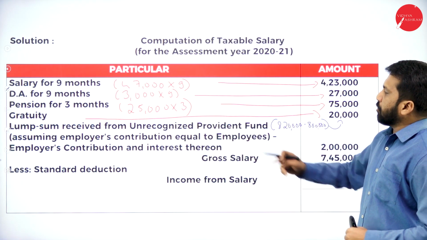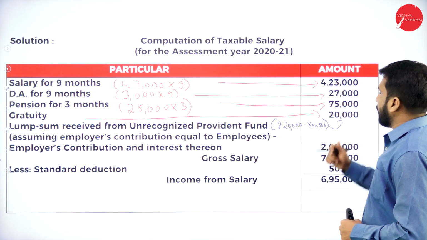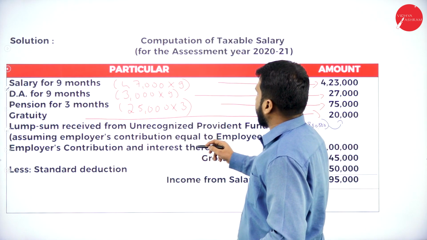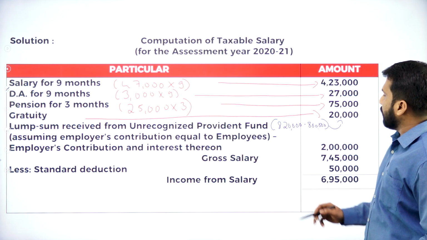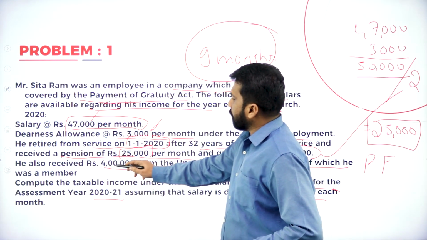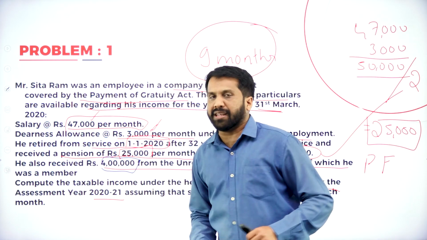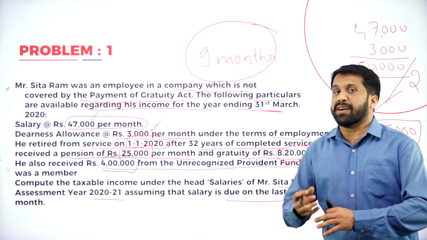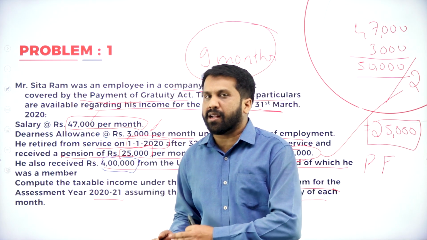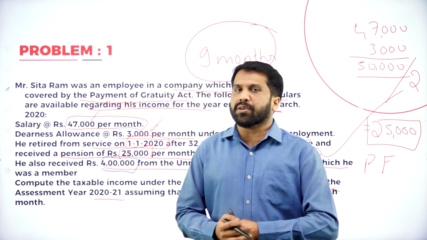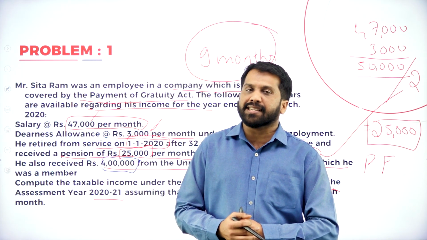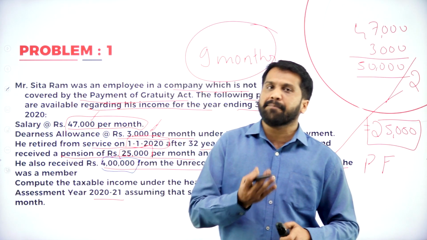Now, assuming that it is 8,20,000 minus 8 lakh, 20,000 we already got. Then employer's contribution and interest. Now, this also I told you why it is 2 lakh: actual PF collected is 4 lakh. We assume that half is collected by employer. So everywhere half is given by employer, half by employee. So we can go with an assumption. Half is paid by employer.